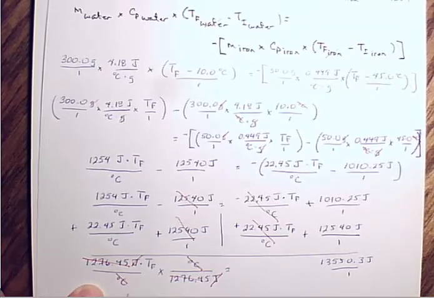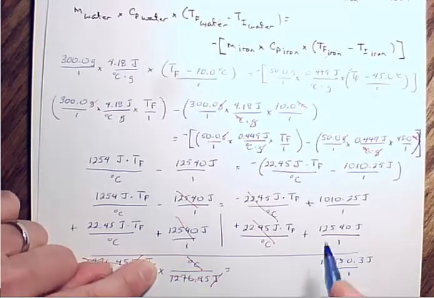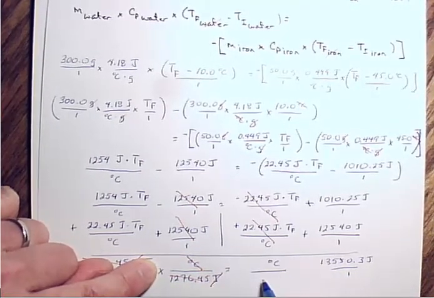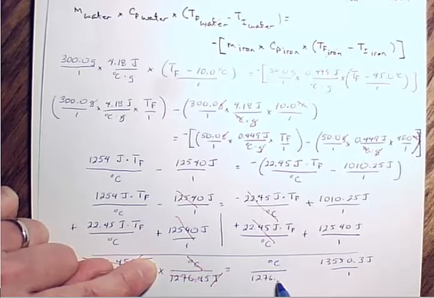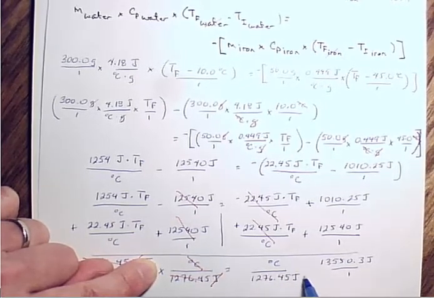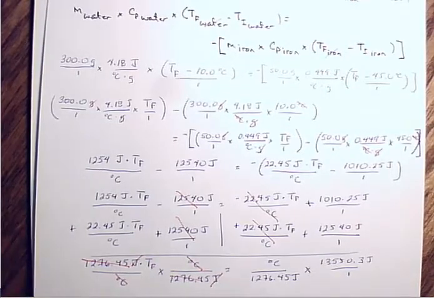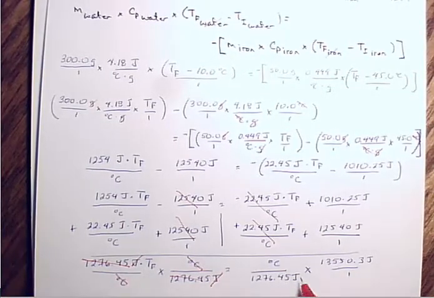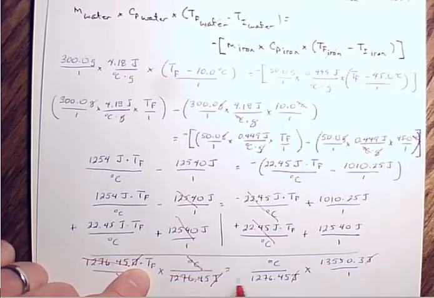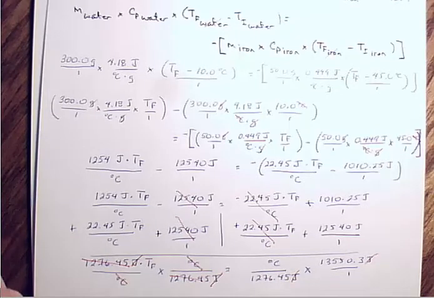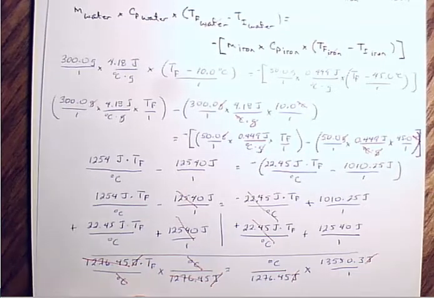But I can't do that to the left side unless I also do it to the right-hand side. So I've got to take this term and multiply this over here, degree C over 1276.45 joules. And what cancels over here? Just joules. What am I trying to find? Temperature. And I've got degree C. So this dimensional analysis process has left me with the units of measurement I'm looking for in the end. I just got to do this math. And that's a real simple math, isn't it?